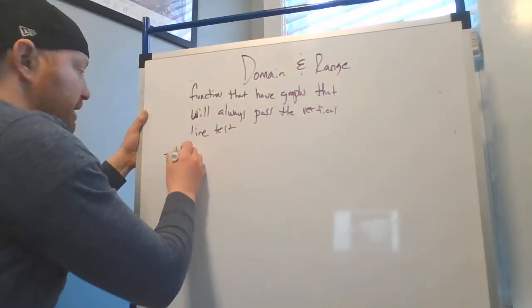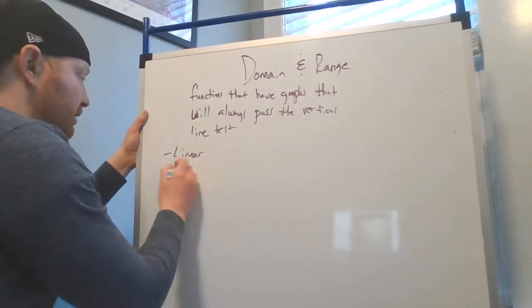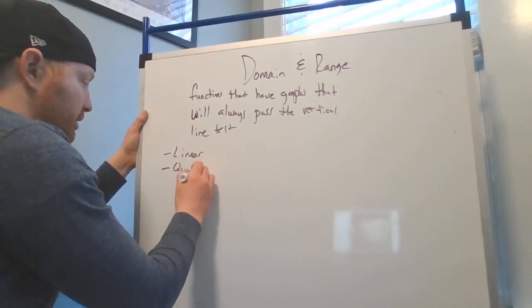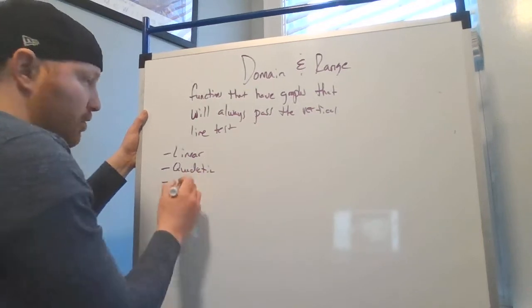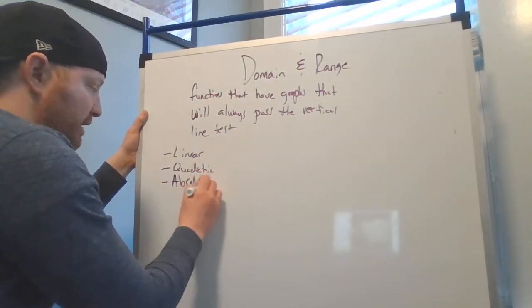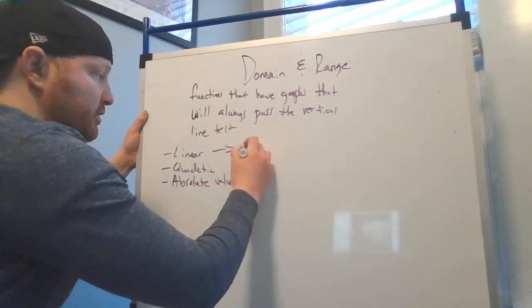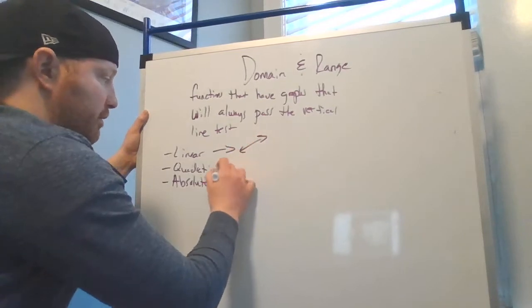Now we know linear, sorry, I can't spell. Linear, we know quadratic, we know absolute value. Just in your heads, remember the shape of all these graphs. I'll do the shape right here. So the shape, okay?